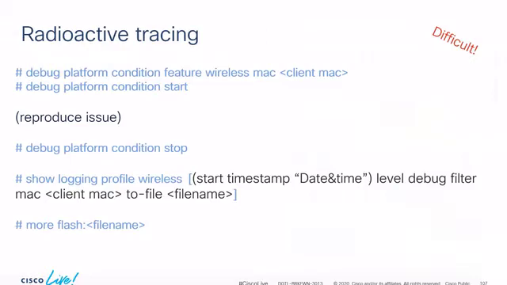Now, how would you enable the radioactive tracing? You can go ahead and enable the condition, hit the start, go through the debug platform condition start, reproduce your issue, then stop it, and then go ahead and collect the show commands and view them on console with more flash. Not terribly difficult, but still a little bit difficult, right? It's a 6-7 step procedure.